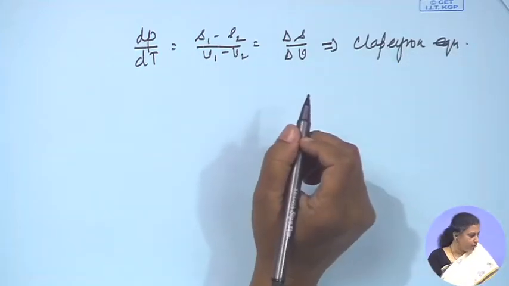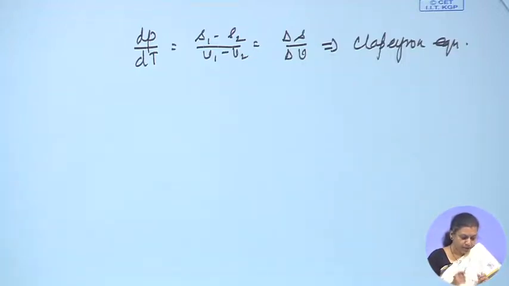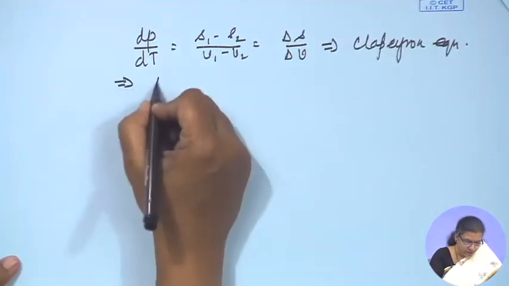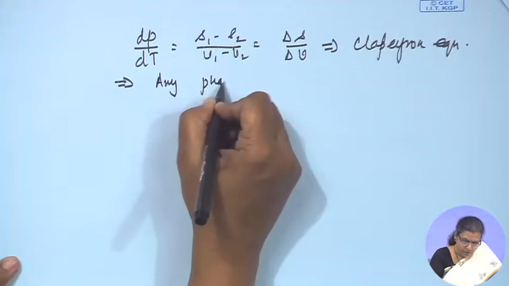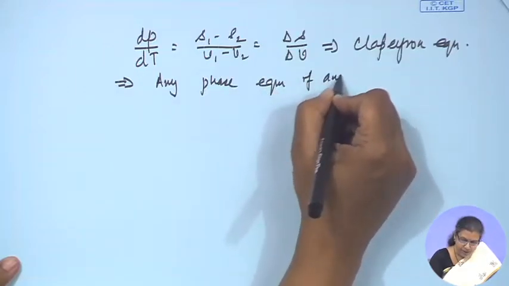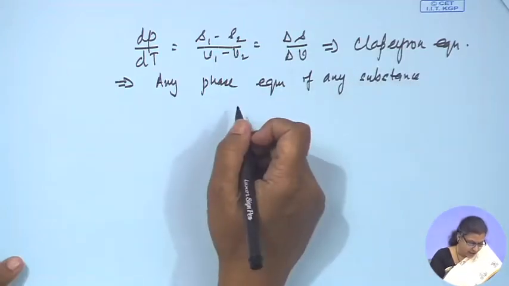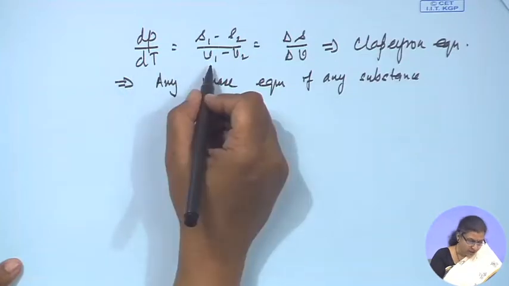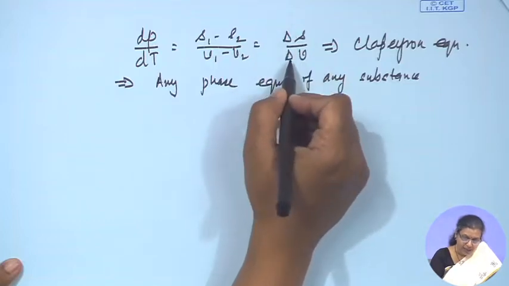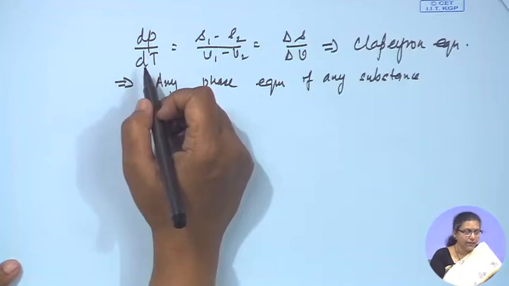So from this Clapeyron equation, what are the things that we get? There are a number of things. First, this can be applied to any phase equilibrium of any particular substance, provided it is a pure substance. And the important part is that we can use thermodynamic data, the data on delta S and delta V, to predict the appearance of the phase diagrams and their forms.